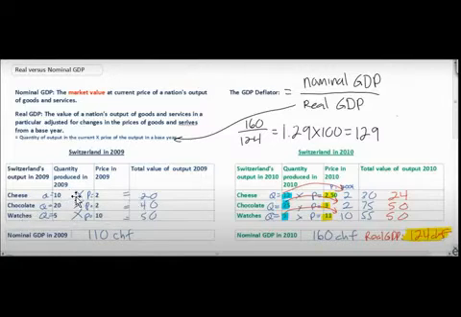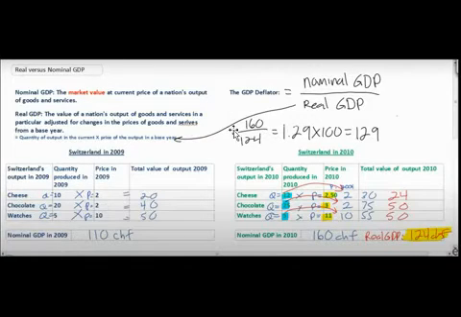So, simply multiply these two para makuha natin yung total value of output in 2009. So, imumultiply lang natin yung quantity produced versus dun sa price. Okay? So, meron tayong 10 multiplied by 2. It will give you 20 and 40 and 50. Okay? So, pag add din natin siya, it will give you 110 for the nominal GDP in 2009. So, ito yung nominal GDP sa mga products na to sa Switzerland for the year 2009.